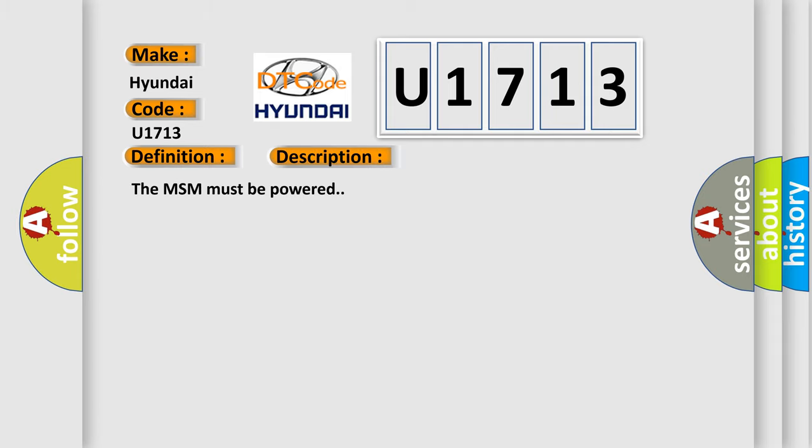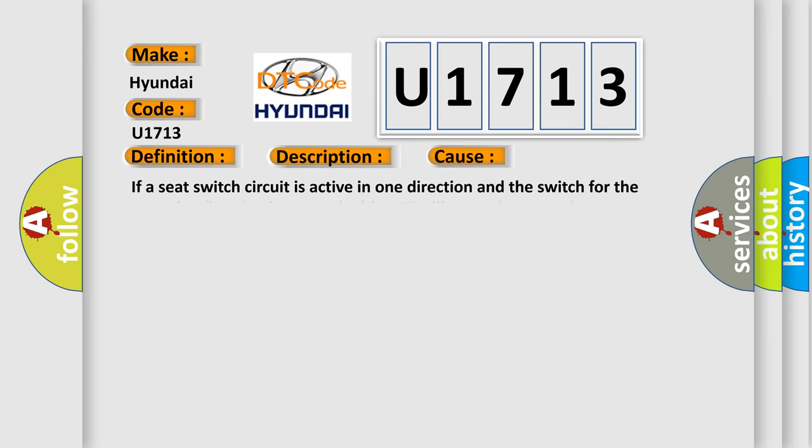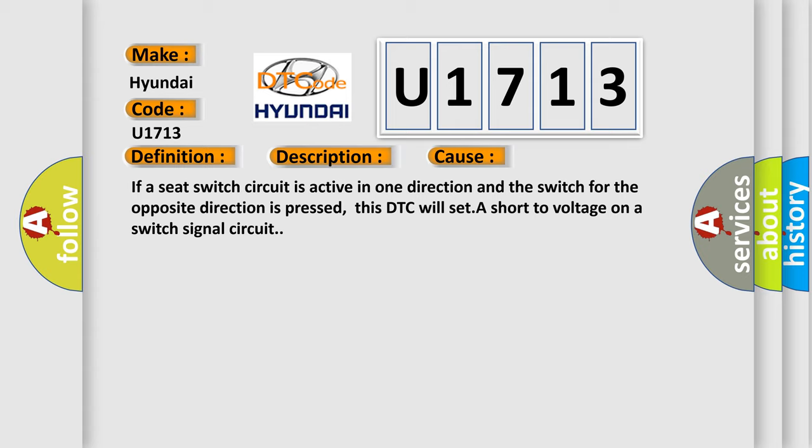The MSM must be powered. This diagnostic error occurs most often in these cases. If a seat switch circuit is active in one direction and the switch for the opposite direction is pressed, this DTC will set a short to voltage on a switch signal circuit.